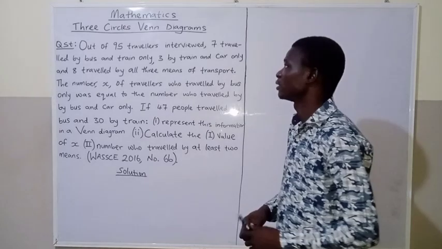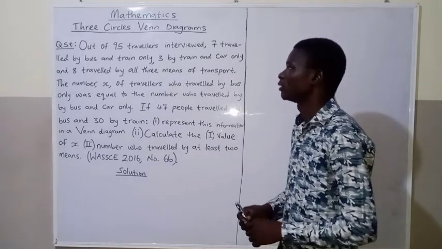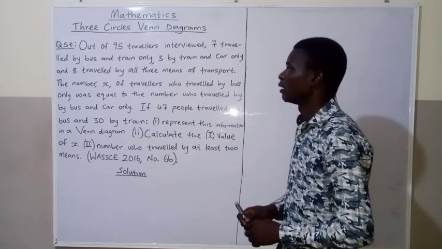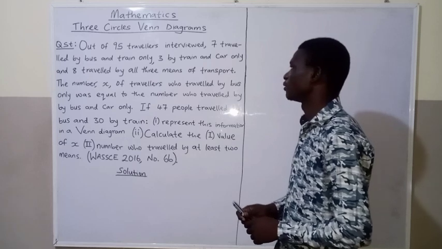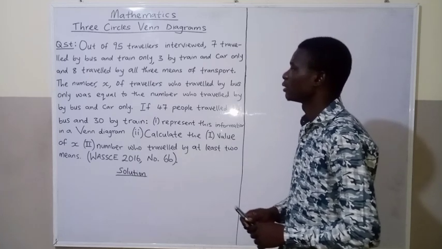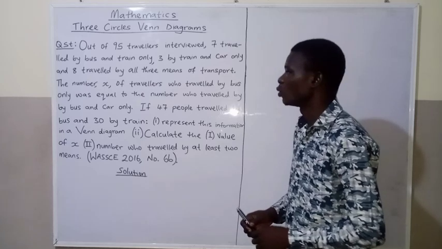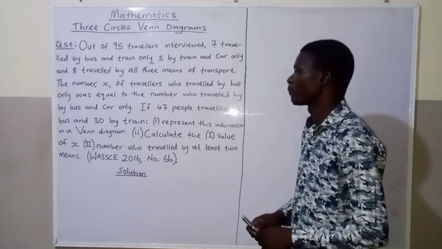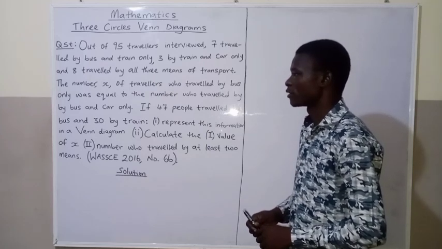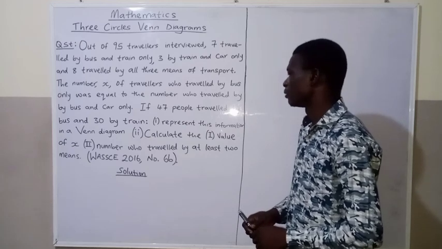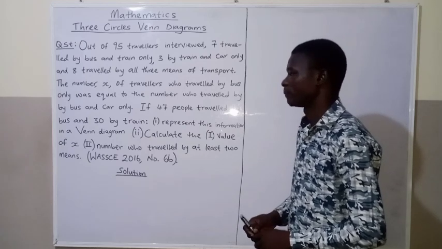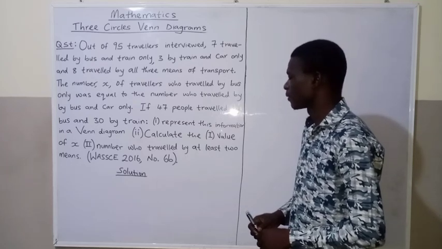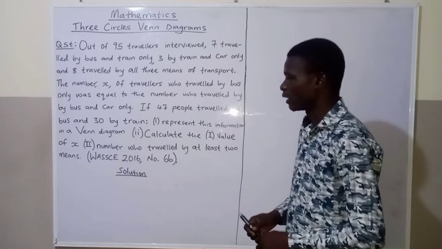Out of 95 travelers interviewed, 7 traveled by bus and train only, 3 traveled by train and car only, and 8 traveled by all 3 means of transport. The number X of travelers who traveled by bus only was equal to the number who traveled by bus and car only. If 47 people traveled by bus and 30 by train, represent this information in a Venn diagram. That's question 1. 2. Calculate, from figure 1, the value of X.